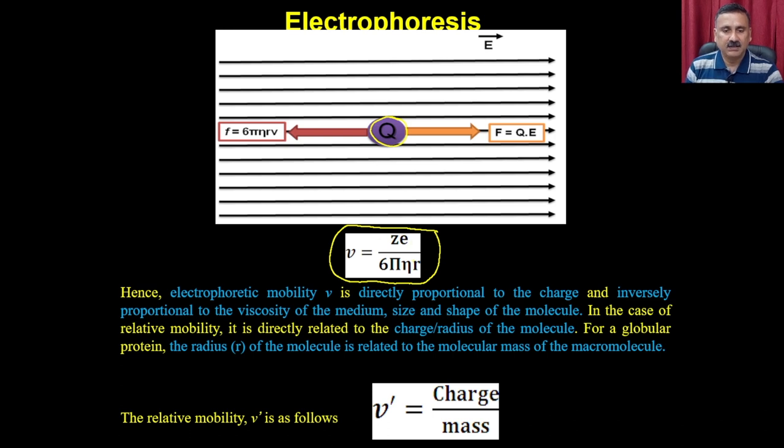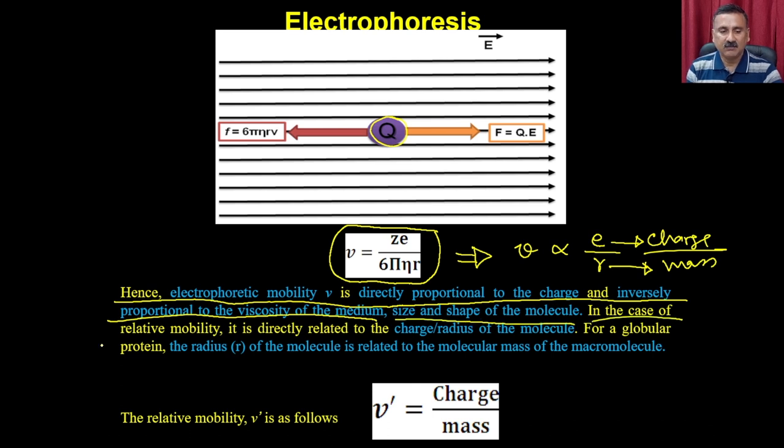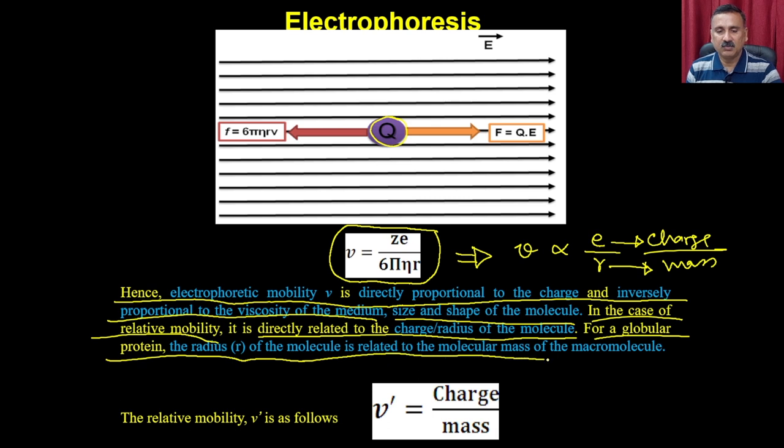If you further simplify this, the electrophoretic mobility is directly proportional to Ze by r, which means it is proportional to charge by mass, because for most spherical molecules r is proportional to mass, and Ze is the charge. Hence the electrophoretic mobility is directly proportional to the charge and inversely proportional to the viscosity of the medium and the size and shape of the molecule. In the case of relative mobility, it is directly proportional to charge by radius of the molecule. For a globular protein, the radius is related to the molecular mass, and that is why the relative electrophoretic mobility is charge by mass.